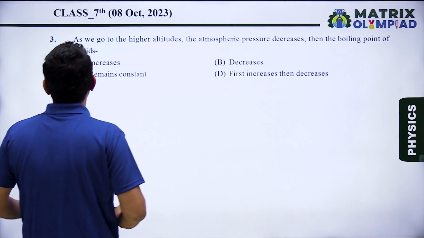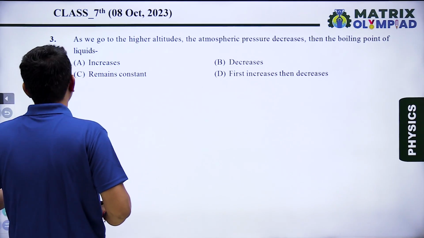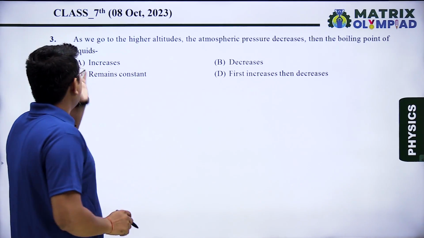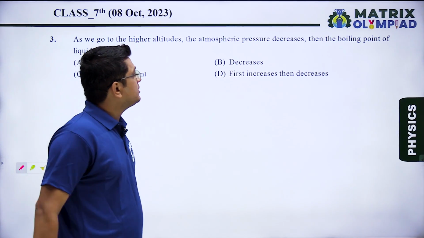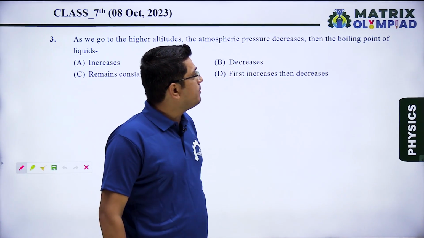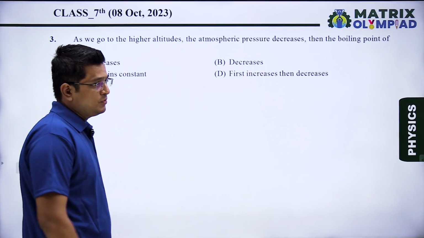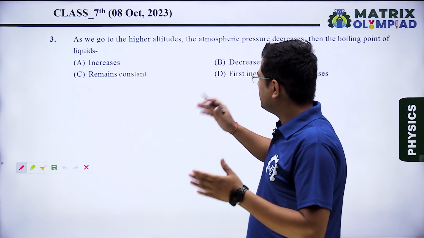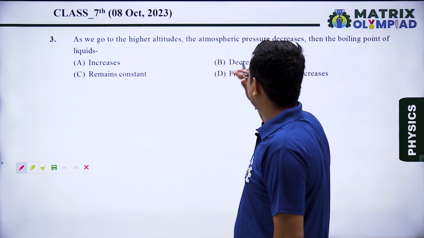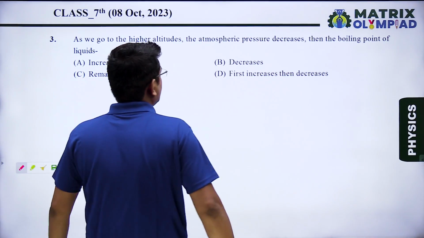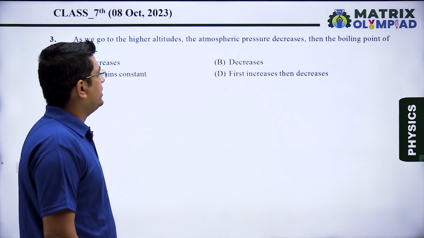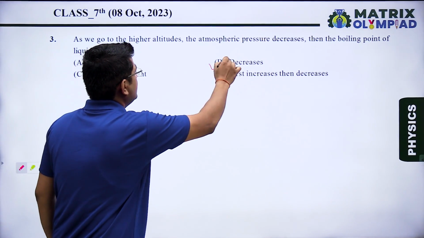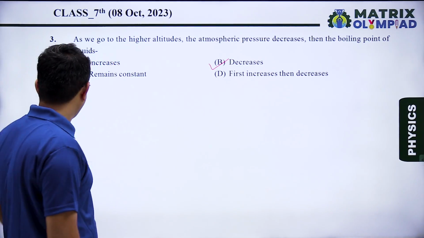Next question number 3. In question number 3, it is asked, as we go to the higher altitudes, the atmospheric pressure decreases, then the boiling point of liquids. So we know that as we go to the higher altitude, the pressure decreases, due to which the boiling point also decreases. The correct answer is option B.